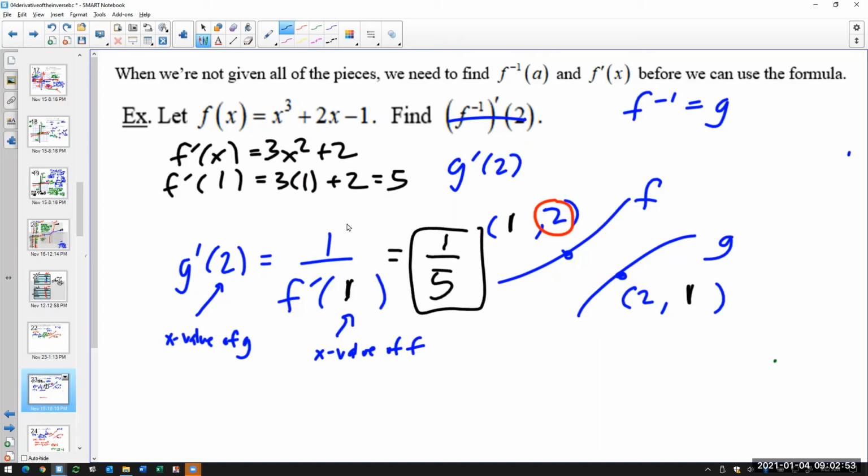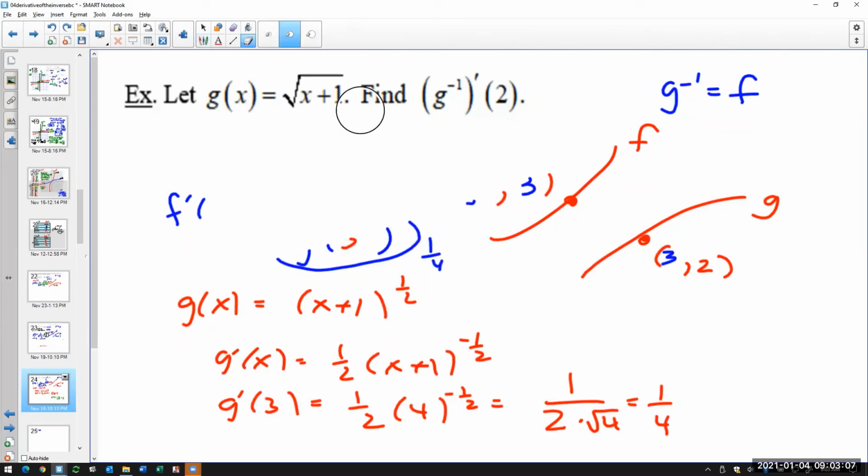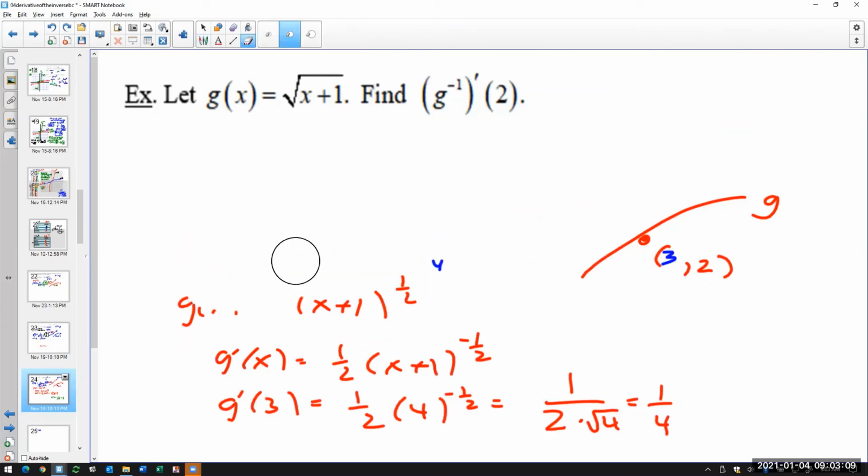Sadly, some students will say the answer is 5, and I'll just take a point off because you did most of the math right, but you need to make sure you understand the formula. It's 1 over 5. You guys good with that problem? Let's do another one. Actually, you guys do this one. I thought you guys can get it now.